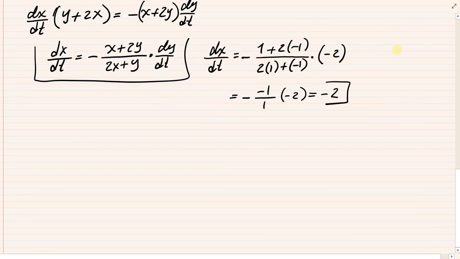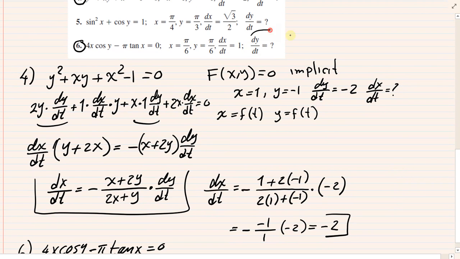Okay, and then I'll check out those given information later. First, let's find the derivative, and then we plug in for those known quantities. Pi tan x equals 0. Okay. Again, for this one, what do we want to solve for? We want to know what dy dt is given dx dt.